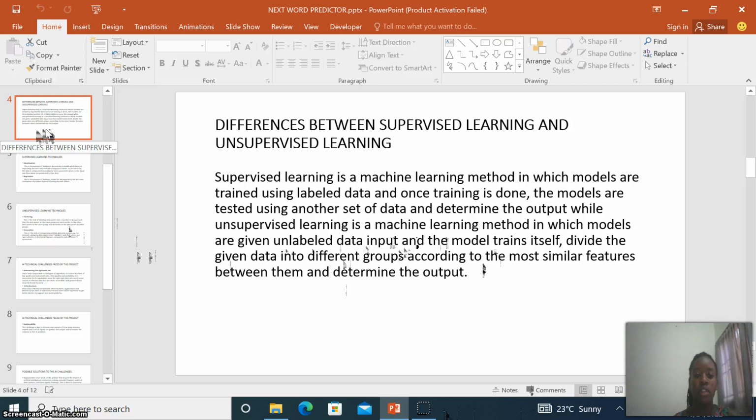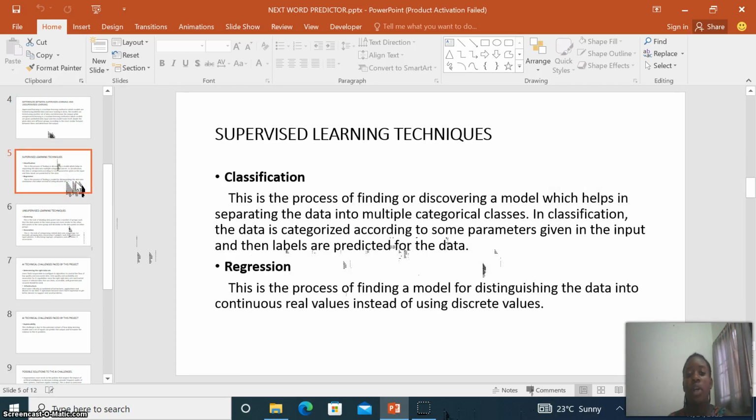And more to that, in supervised learning, after using the given data to determine the output, the models are again given another set of data without the output. So that's where the difference is. And again, supervised learning has two techniques. One is classification, another one is regression.